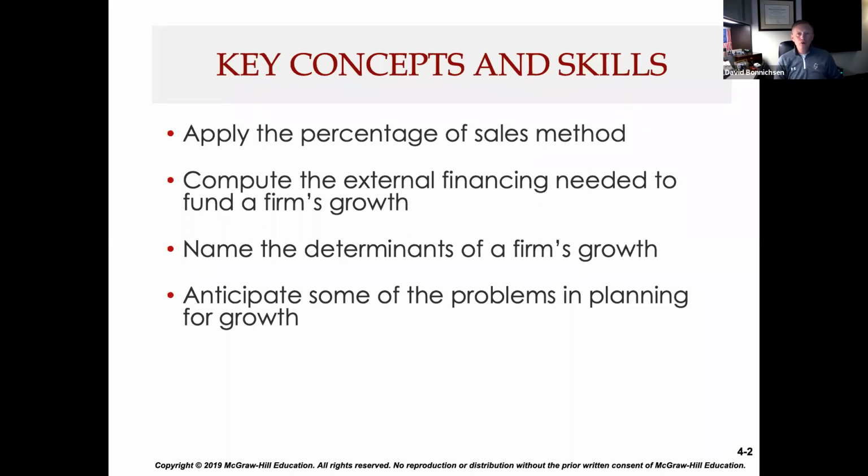We'll talk about two different types of growth rates, an internal growth rate and a sustainable growth rate, and what those mean, and whether or not your forecast growth rate is achievable or sustainable based upon where that projection falls in between, below, or above the internal or sustainable growth rate. And then we'll briefly talk about some of the problems when we plan for growth.